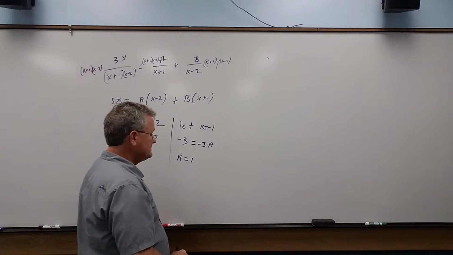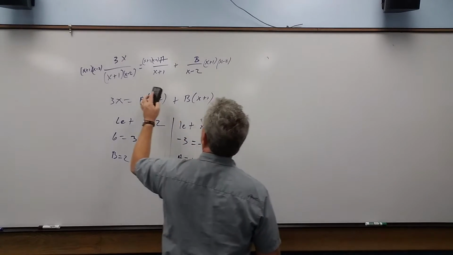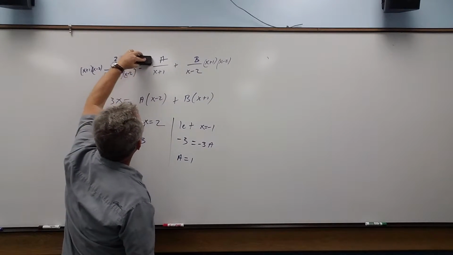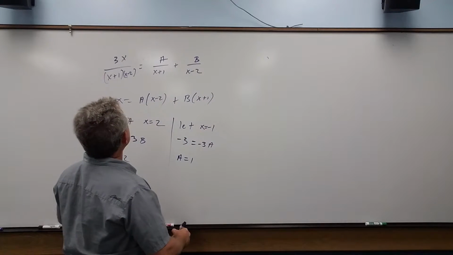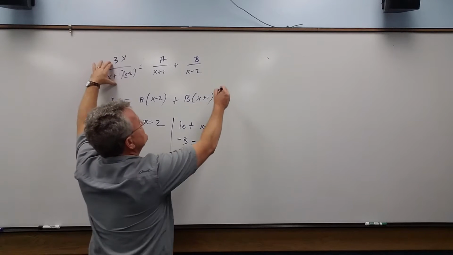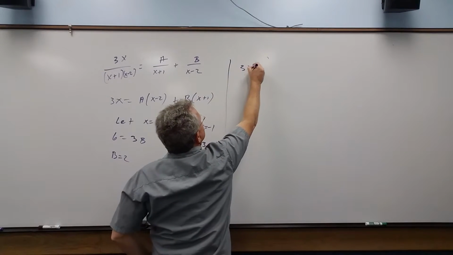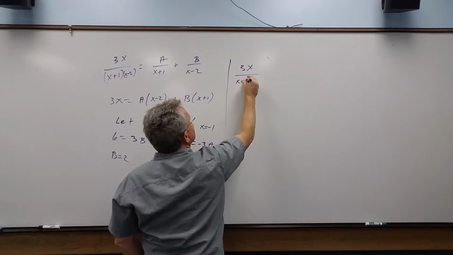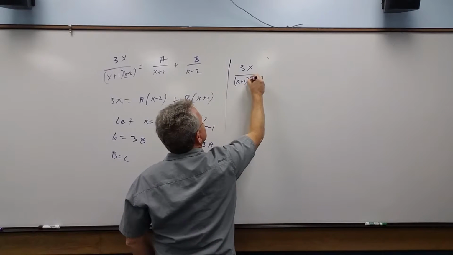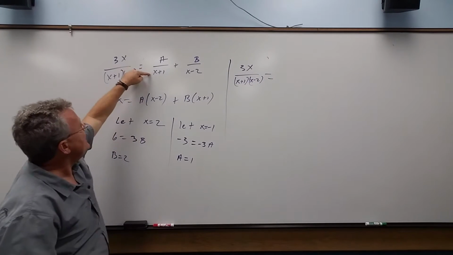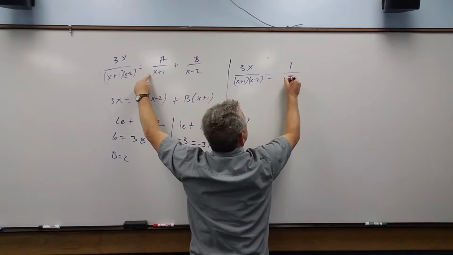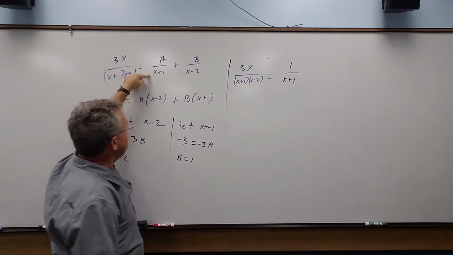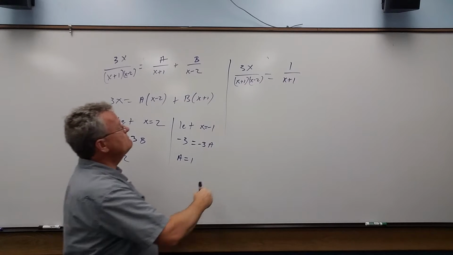So that means, let me go back up here, let me erase what we multiplied by to solve this. So that means this fraction here, 3x over x plus 1 times x minus 2, is equal to a over x plus 1, a is 1, plus b over x minus 2, b is 2.